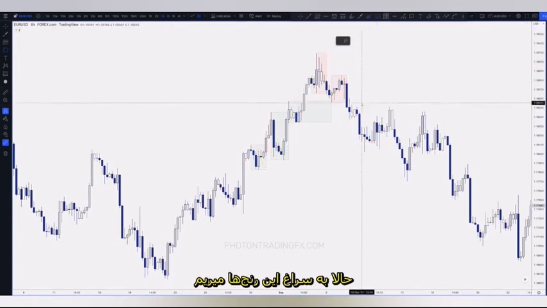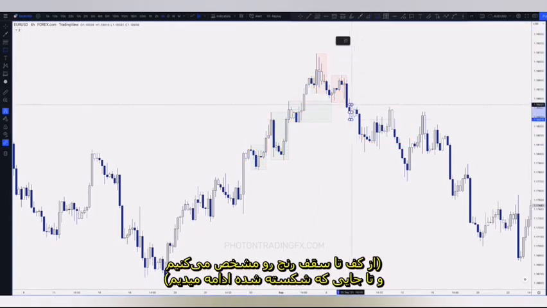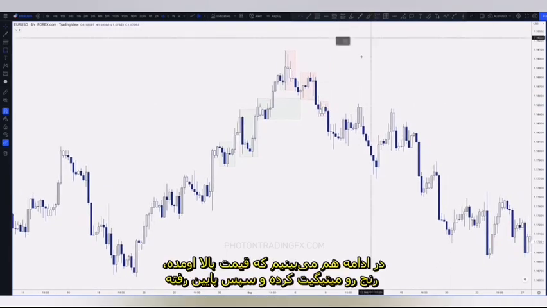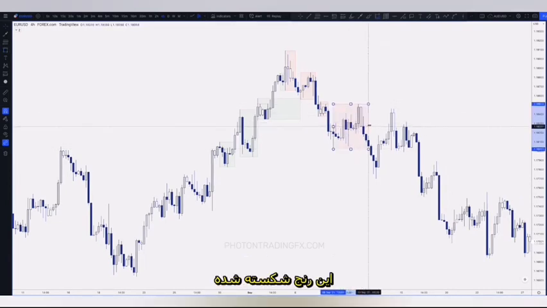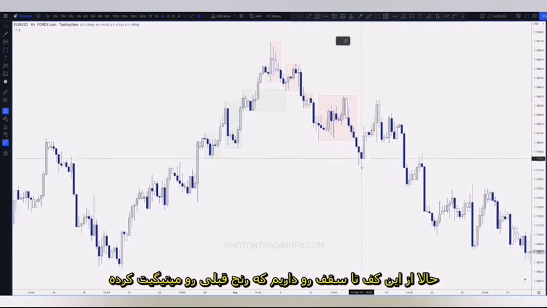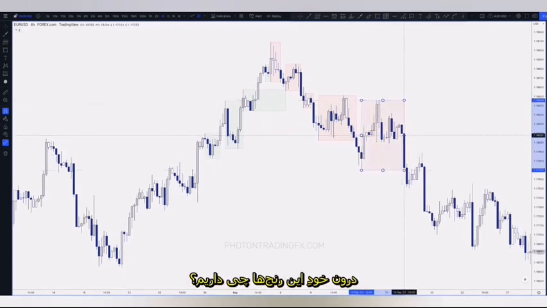And now we can look at these ranges. So from the low to the high of that range to where it breaks out, okay? And then again, you see how it comes up, mitigates the range, and then continues down. So we have this range here that's broken out. And then we have from the low to the high, it mitigates the range and then continues down. And obviously we know within those ranges, what do we have?